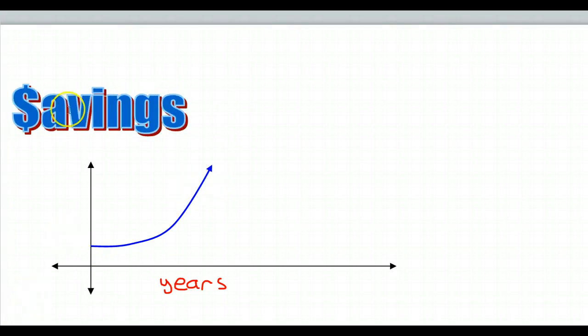Also, savings. You would hope that if you put your money into some sort of an interest-bearing account, that the value of your savings would increase more and more rapidly over time. So your money, your savings would grow exponentially over the years. So when things are increasing more and more quickly, that is exponential growth. That happens a lot. But there's also exponential decay.